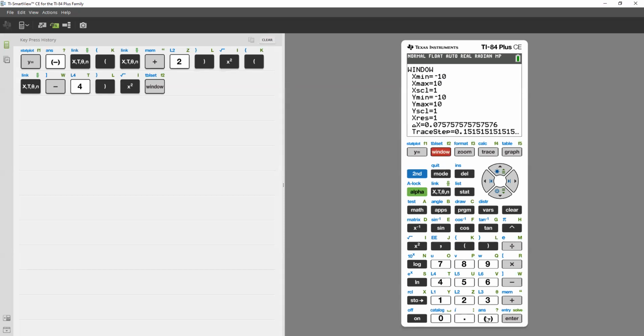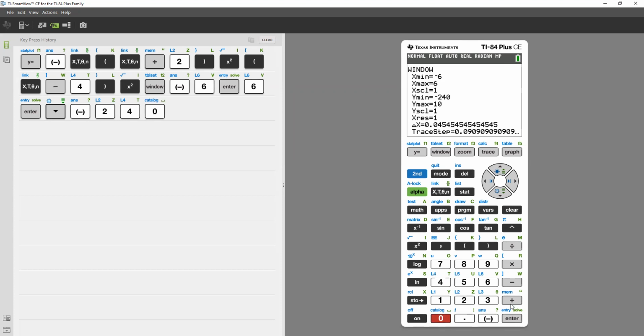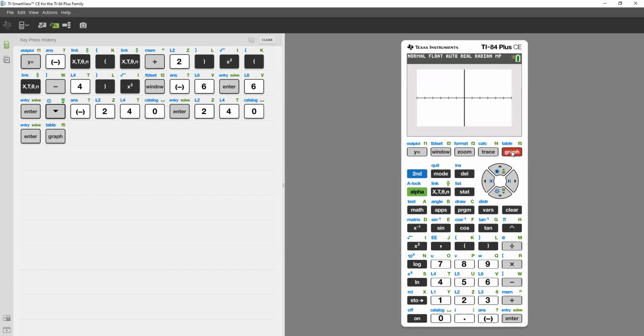All right, so to set the window like they had, you hit the window button, and the x minimum should be -6. So punch in -6 and enter. The x max would be a +6, enter. Then you want to arrow down to the y minimum and make that a -240, enter. And then y max was a +240. All right, so once I've got my window set like they have on their answers, I'm going to hit graph.